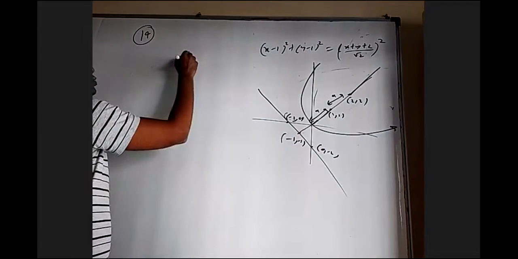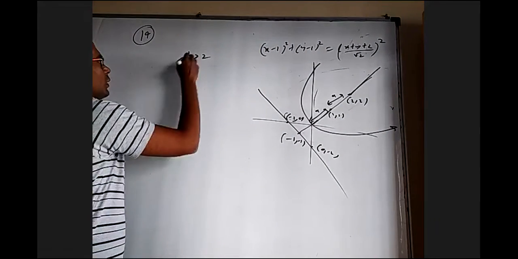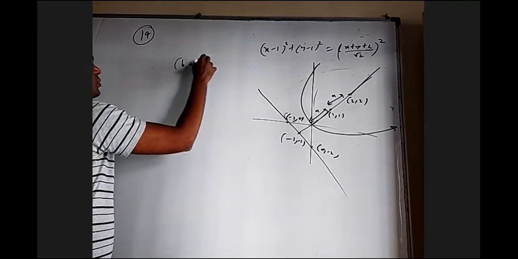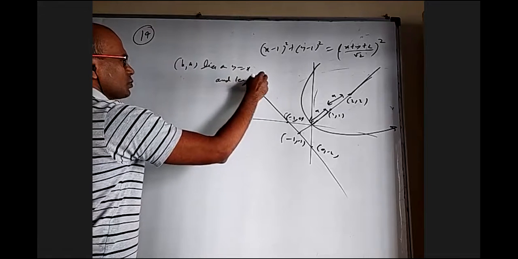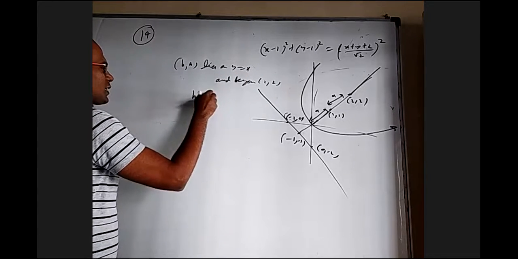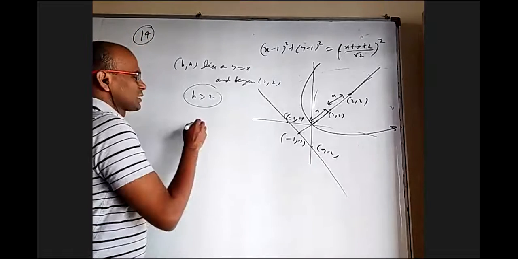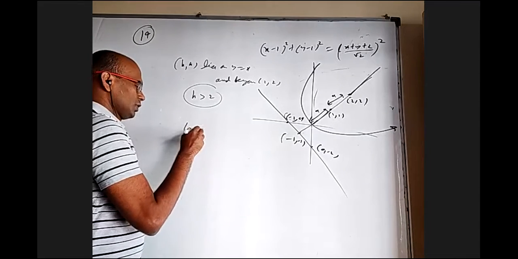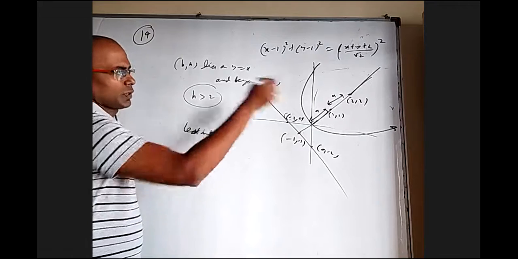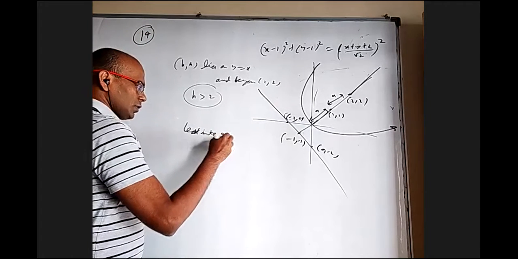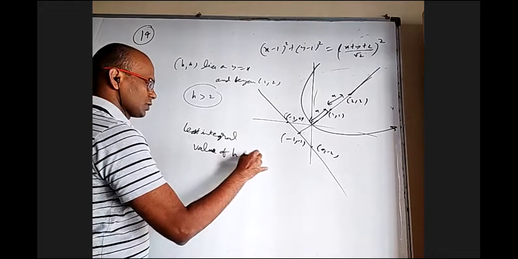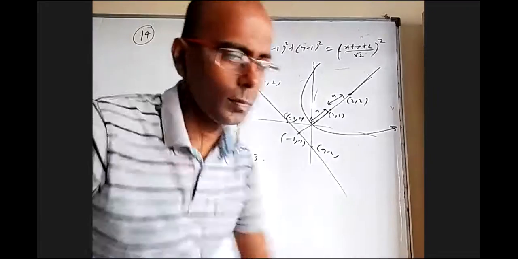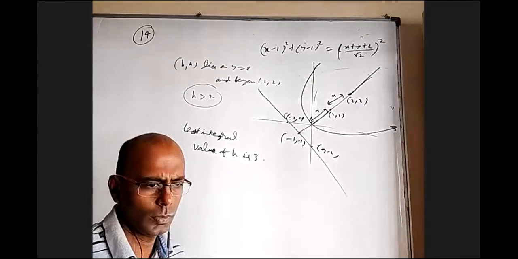Okay, so h should be greater than 2. Basically, h comma k lies on y equal to x and beyond 2 comma 2. That is important. So h should be greater than 2. Because it is greater than 2, the least integral value will be 3. So the least integral value of h so that we can draw three normals through h comma k is 3. Is it all right? 14th one? Yes, sir. Okay.